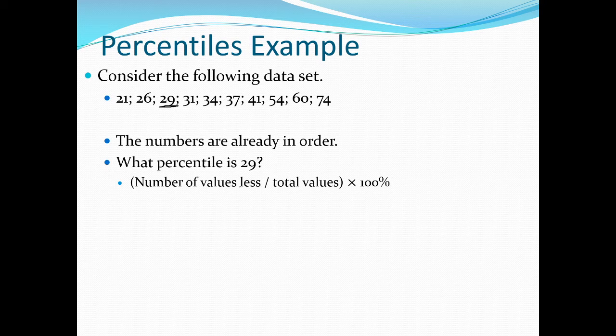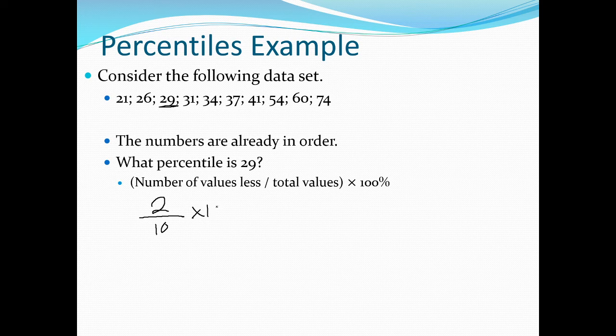It's just how many numbers are strictly less than 29. Well, we see here that there are 2 numbers that are less than 29. How many numbers do we have total? Well, we have 1, 2, 3, so we do count 29 in this case. 1, 2, 3, 4, 5, 6, 7, 8, 9, 10. So we have 10 numbers total.